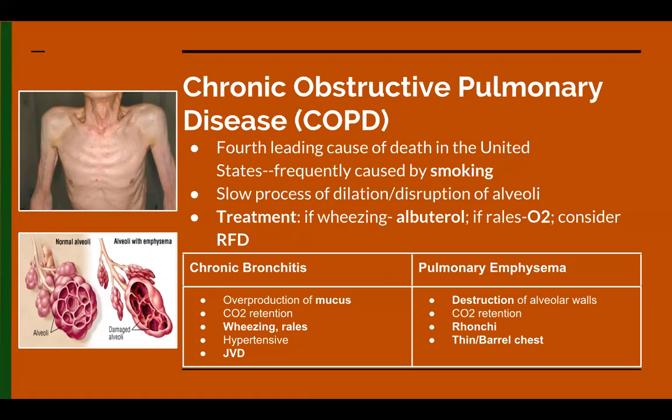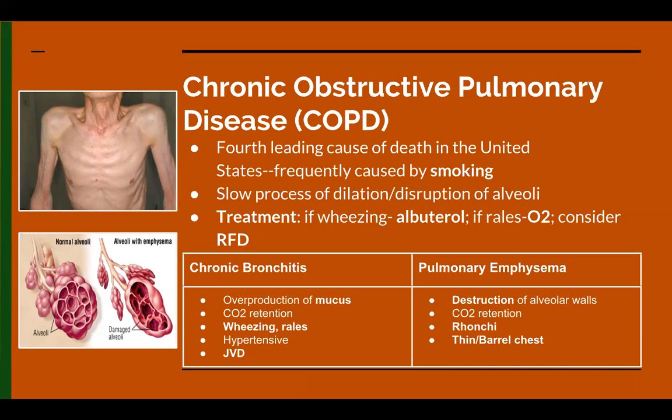There are two different types, chronic bronchitis and pulmonary emphysema. They're going to present very differently. So this guy up here has probably got pulmonary emphysema. He's got that thin barrel chest that you hear about in EMT school. You're more likely to hear rhonchi with these patients than wheezing or rales.